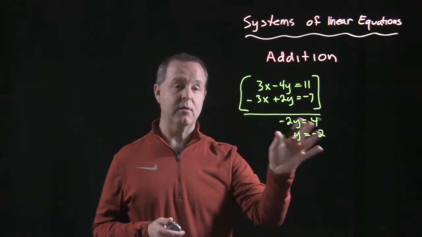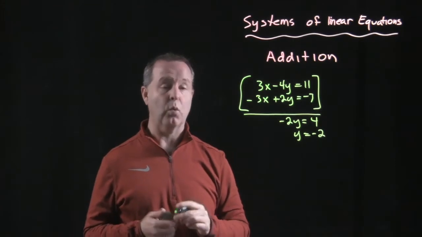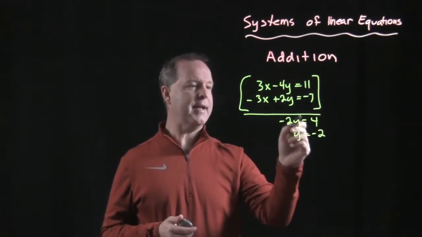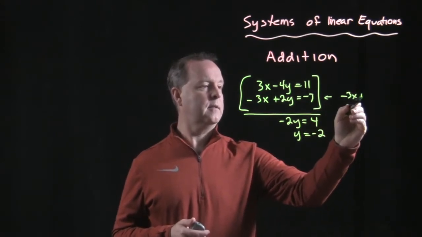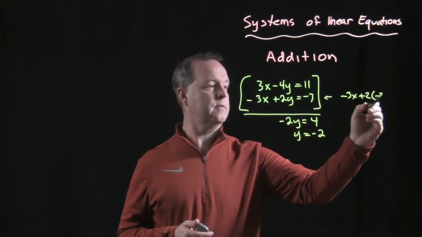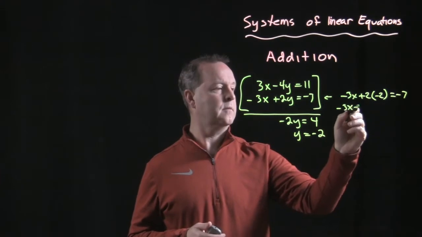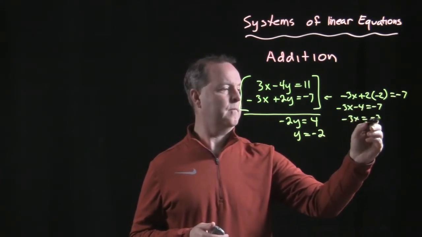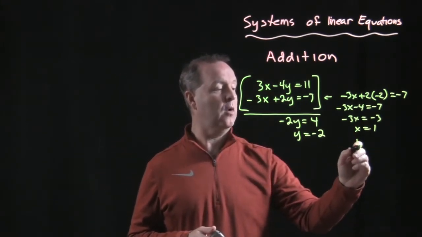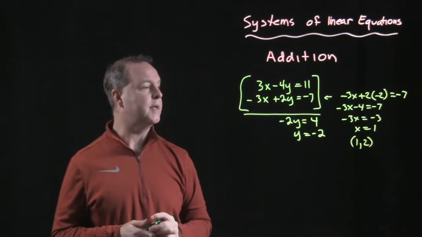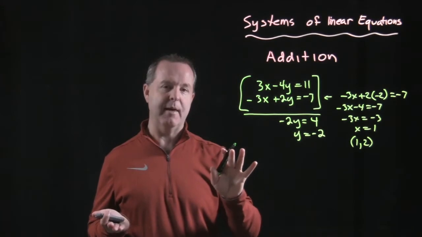Now I take this value and I back substitute it into one of my original 2 by 2 equations. Let's just plug it into this one. So that would be negative 3x plus 2 times negative 2 equals negative 7. Work that out. And it looks like I get x as a positive 1, so my solution would be the coordinate point (1, -2). So that's a little bit of an idea what the addition method will look like.